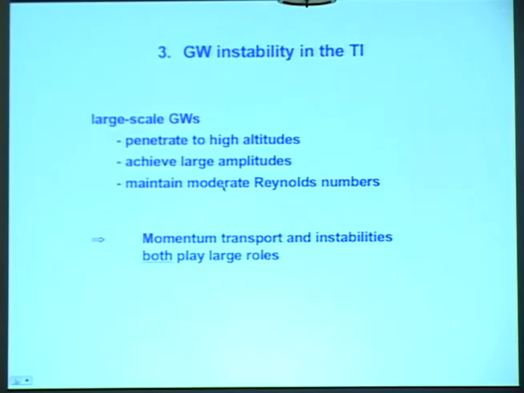So let me now turn to large-scale gravity waves that do, in fact, penetrate to high altitudes. And the wave that I'm going to show you was posed to be representative of a large-scale wave that might easily arise from deep tropical convection. So again, large-scale gravity waves can easily penetrate to high altitudes because they have relatively high Reynolds numbers. They can easily achieve large amplitudes because they grow exponentially. And they can maintain sufficiently high Reynolds numbers to enable them to also exhibit instability, even if we're at altitudes well above 100 kilometers.